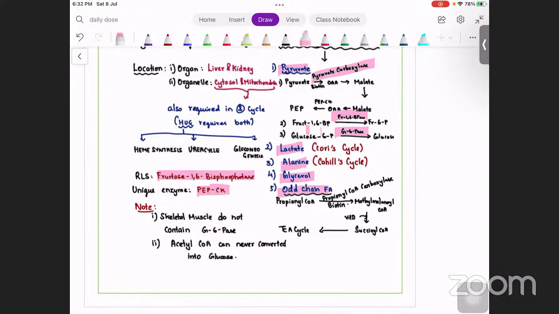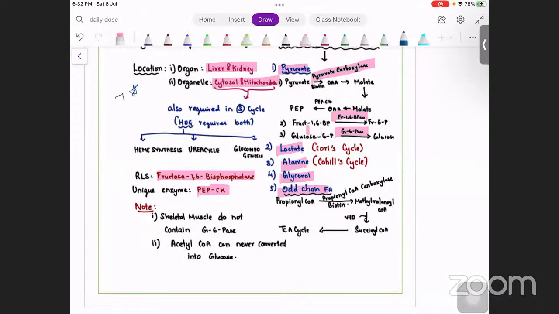And where is gluconeogenesis happening? In the organs, liver and kidney; in the organelles, cytosol and mitochondria. Very, very important MCQ, people. You should not miss it.